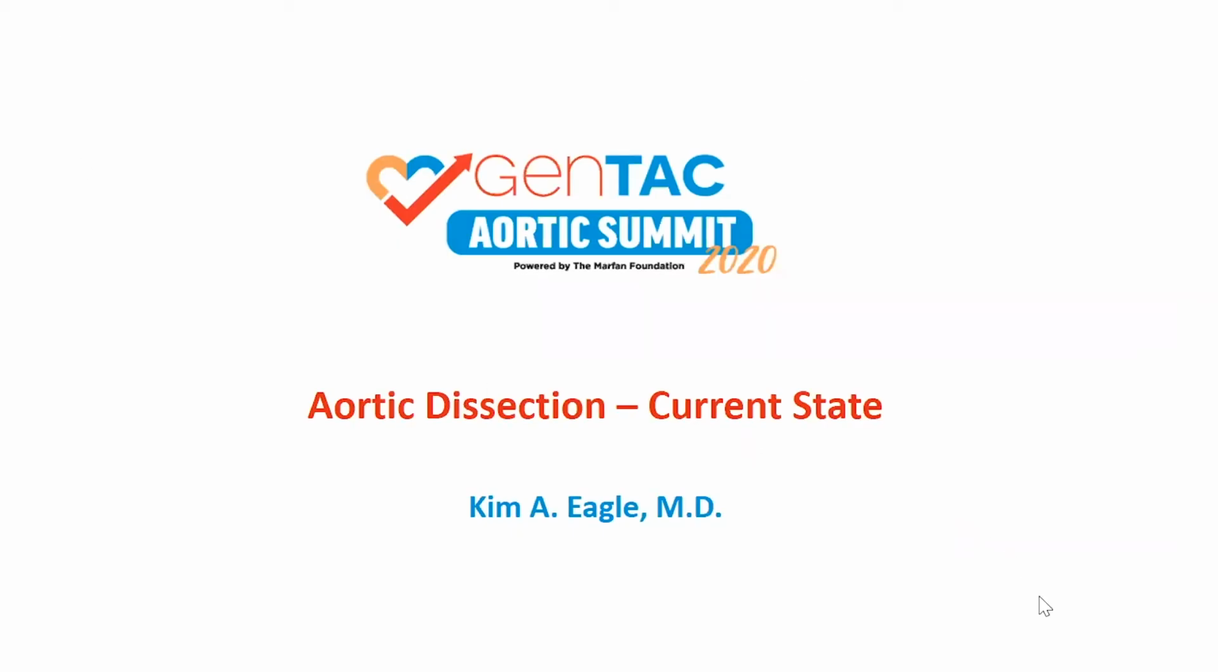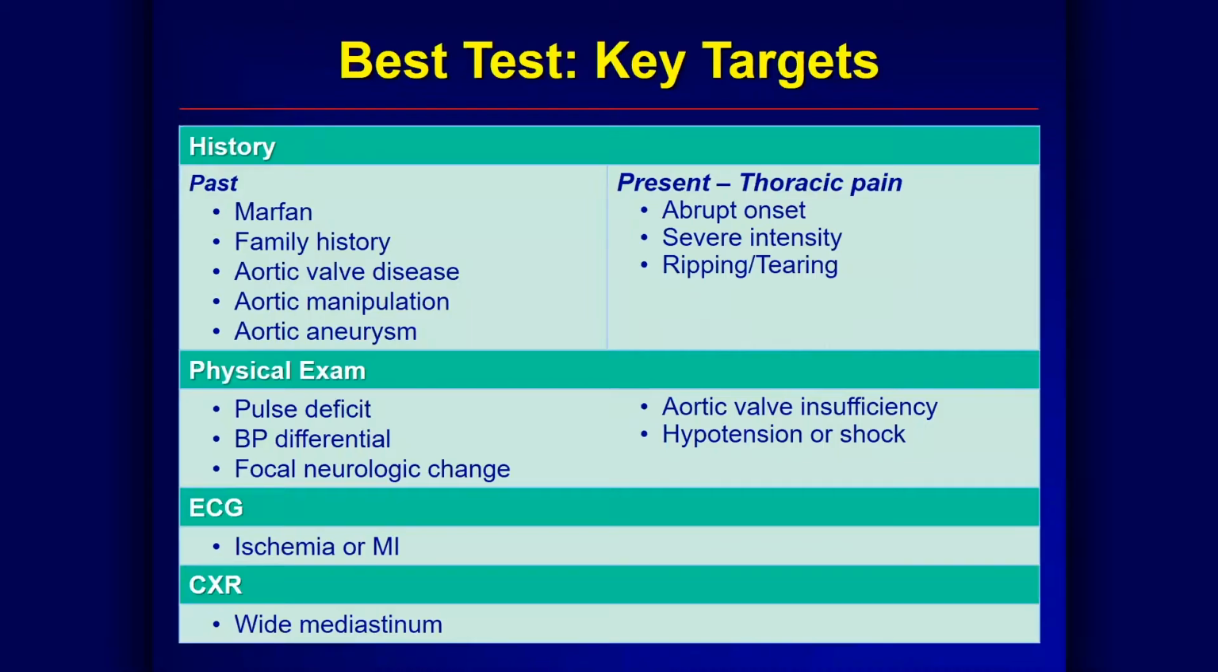I'm the chair of the GenTAC Alliance, and I'm delighted to be giving you a talk today on aortic dissection, the current state. This slide, I think, illustrates our current thinking about how clinicians should approach suspected aortic dissection. And the best test is a great history and physical, along with an assessment of the ECG and chest X-ray.